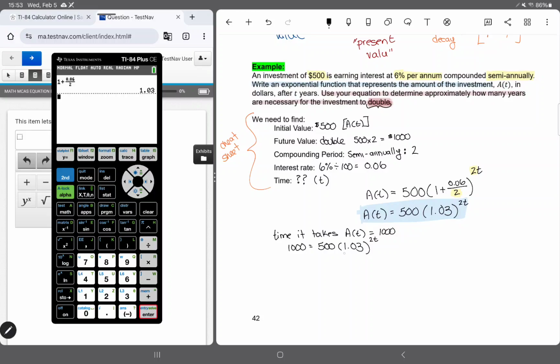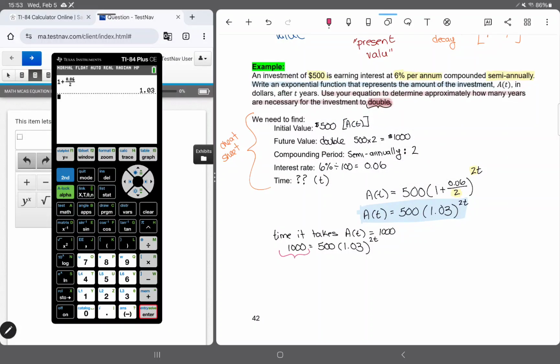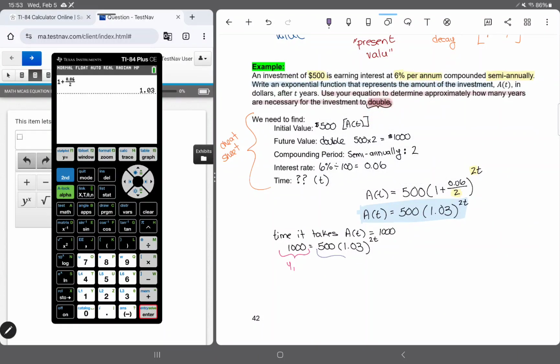Because we have a bad base here of 1.03, solving it algebraically by finding a common base is going to be rather annoying. So we're going to solve this with our calculator. We put the left-hand side of our equation into y1, and the right-hand side into y2. So y1 I'm putting in 1,000, y2 I'm putting in 500 times 1.03 to the power of 2x. Remember, our calculator always puts an x, doesn't make a difference.